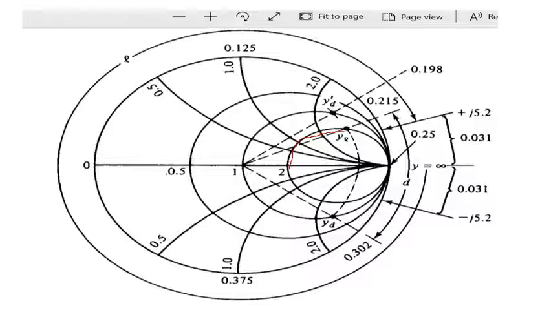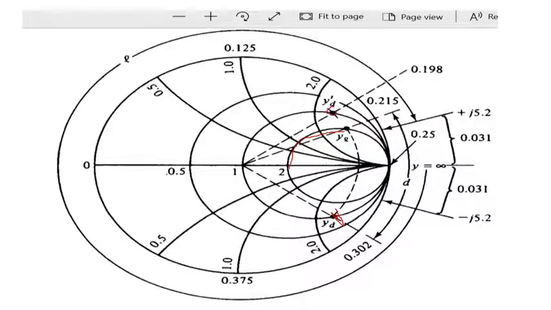After that, plot the VSWR circle. Once the VSWR circle through YL is plotted, you will see this VSWR circle and the unity conductance circle are intersecting at 2 points. This has been told to you. In the clockwise direction, the first one they have taken as this point, and the second point they have written as YD dash.